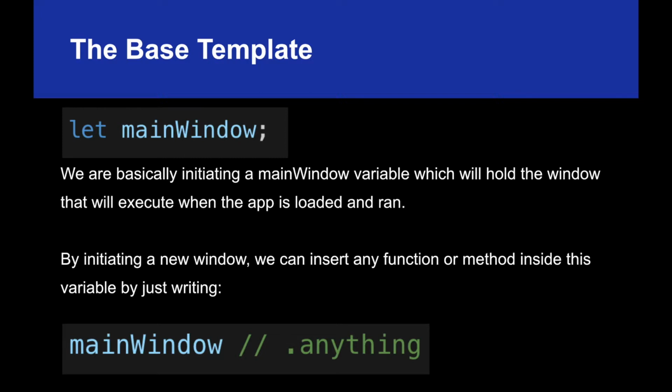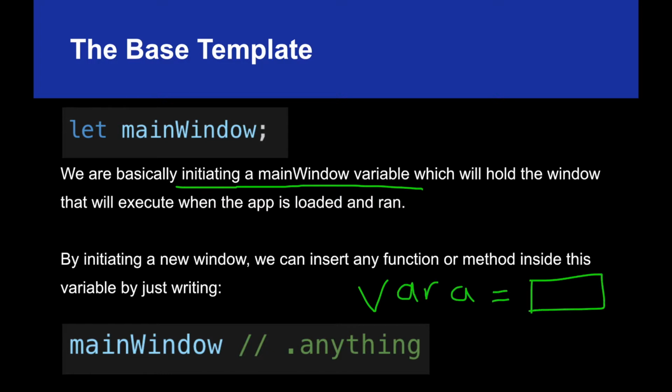So what is let mainWindow? This is basically whenever you do not assign a value. We're initiating a mainWindow variable. Whenever you have, let's say, var a is equal to, and you don't have anything, we can just put a semicolon and then the variable has been initiated. Meaning that this variable is going to stay like that, with no value. It's the same thing.